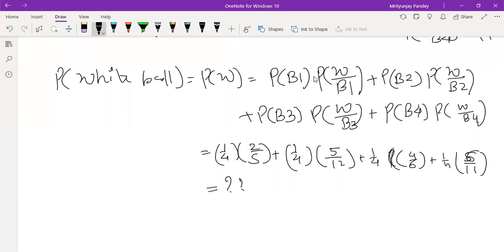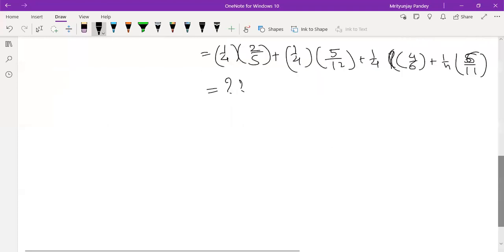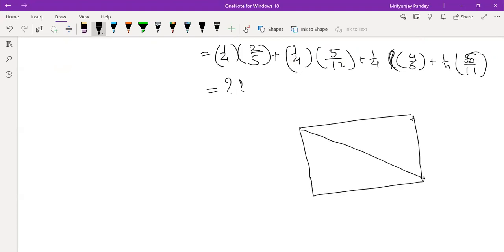So in general, suppose that there are n number of boxes. This is box 1, this is box 2, box 3, like that. Suppose that this is the last box, An. And in every box, there are some white balls or black balls. Suppose that your target is to find the probability of a black ball from each one.